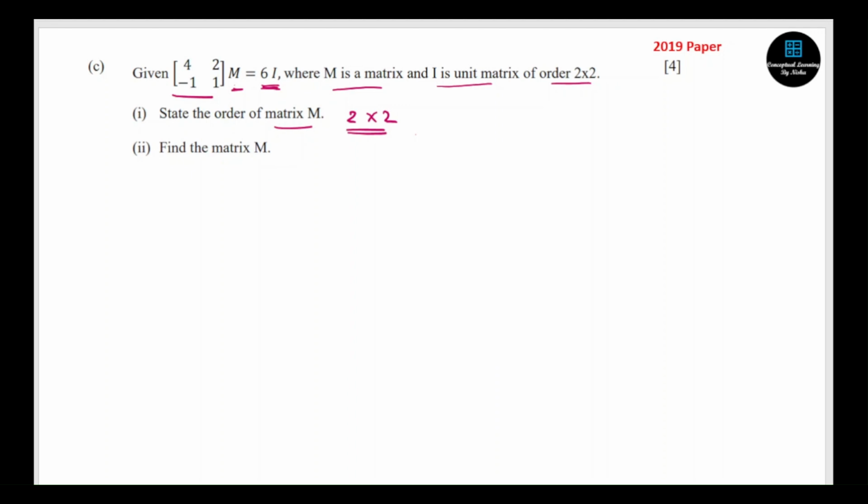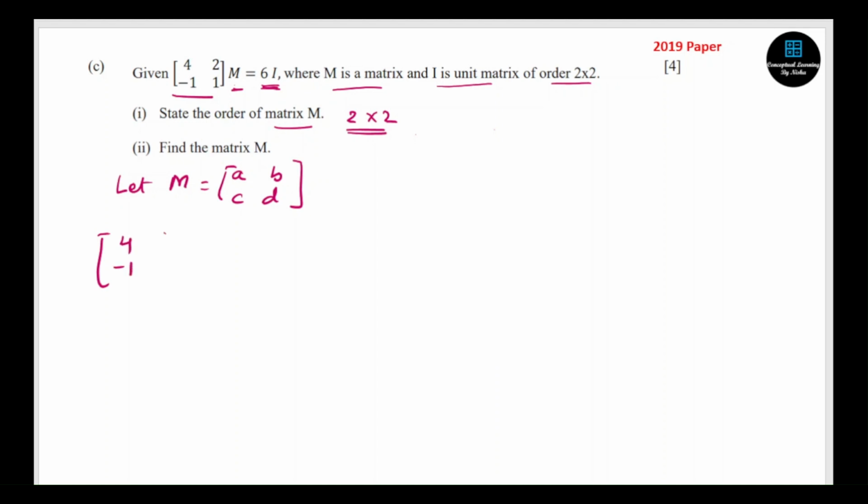Alright, so you have to write the first answer. And now let's say M is nothing but, so what I'll do, I'll let M be A, B, C and D. Alright, I'll take it this way. And then I'll find this value. So what do we have?